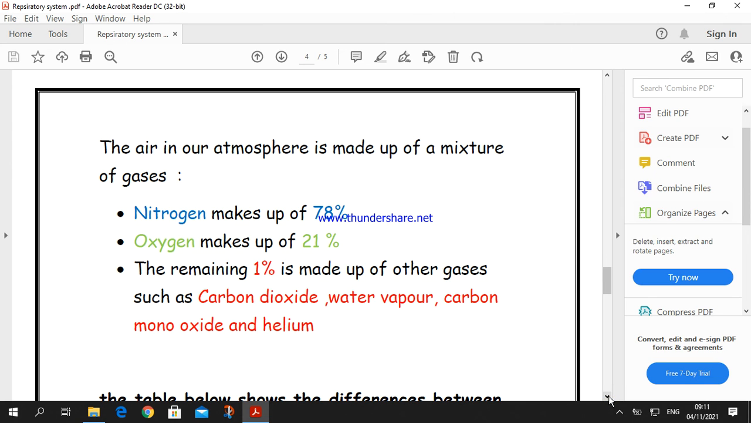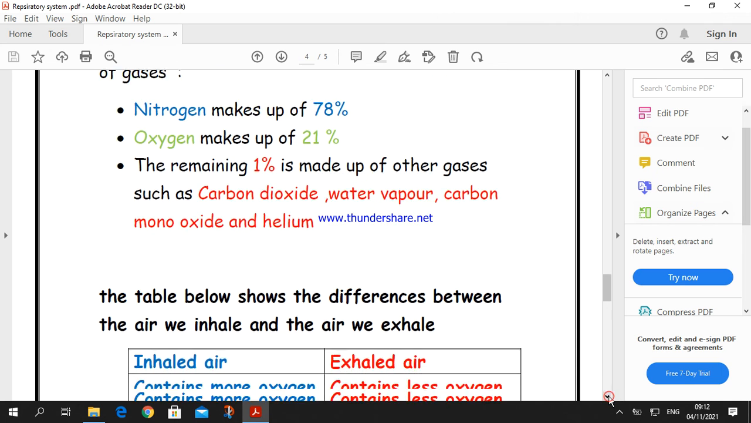The air around us contains a mixture of gases, okay? It consists of nitrogen gas that represents 78%, oxygen that represents 21%, and the remaining 1% is made up of other gases such as carbon dioxide, water vapor, and carbon monoxide. Also, it contains helium, okay?